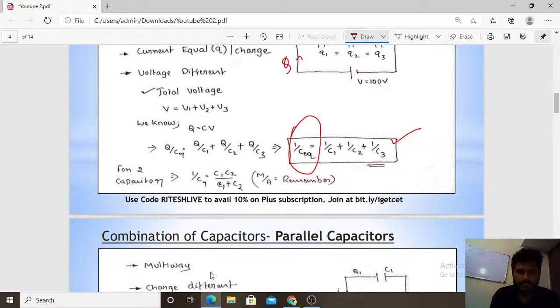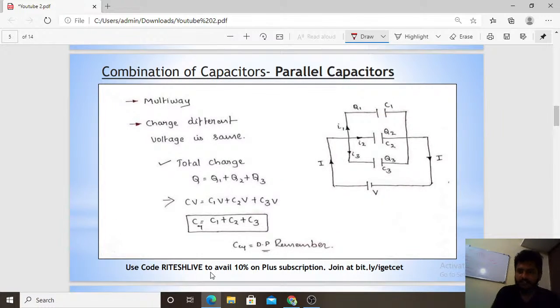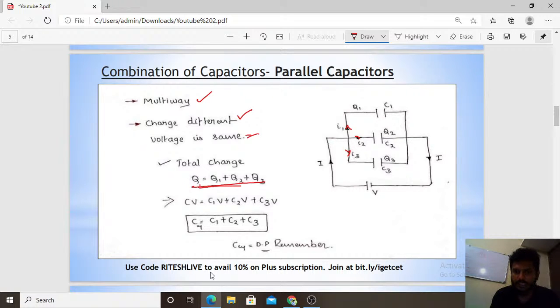Other than that, we have the combination for parallel capacitors. The current I will flow in different paths, right? The charge is different but the voltage is the same all over. So I can write Q is equal to Q1 plus Q2 plus Q3. That gives CV is equal to C1V plus C2V plus C3V. So this is the very important equation you need to remember.